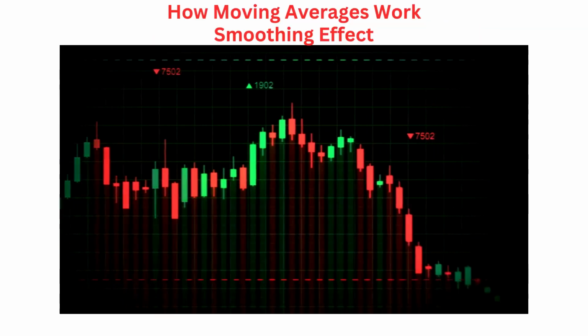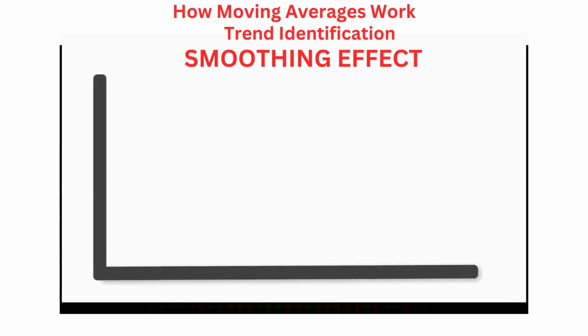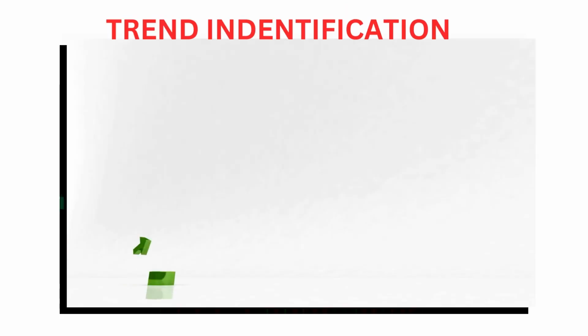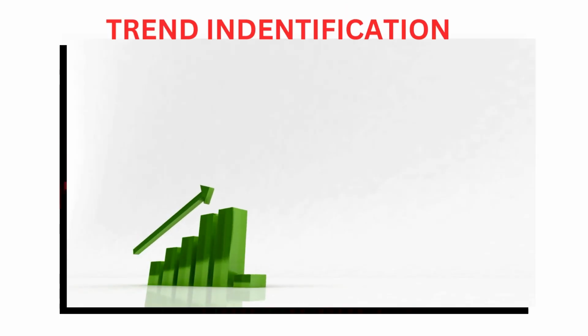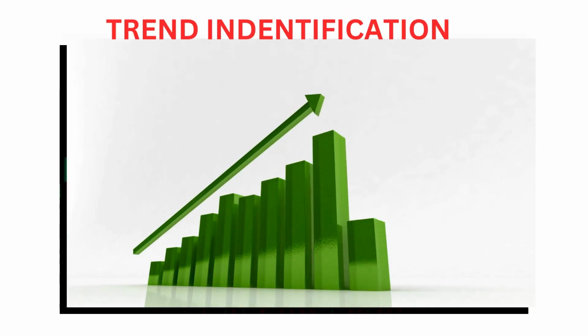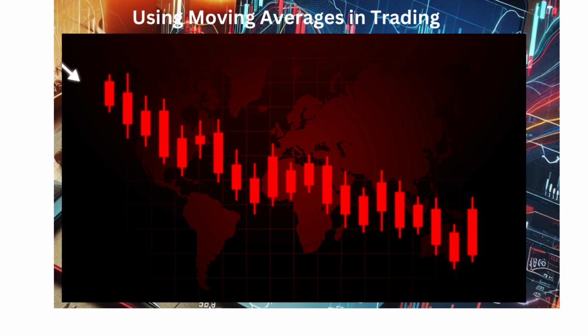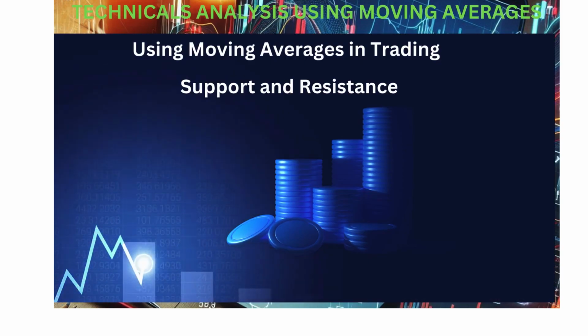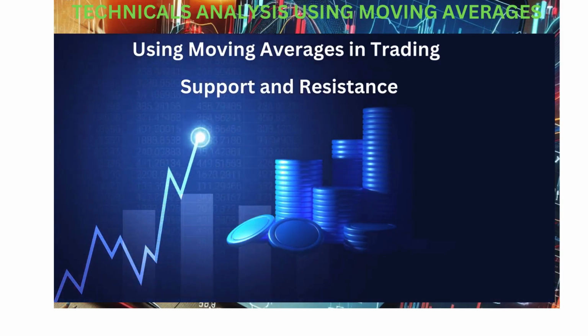3. How moving averages work. Smoothing effect: moving averages smooth out price data to identify the direction of the trend. Trend identification. Uptrend: price consistently above the moving average. Downtrend: price consistently below the moving average. Support and resistance: moving averages can act as dynamic support and resistance levels.